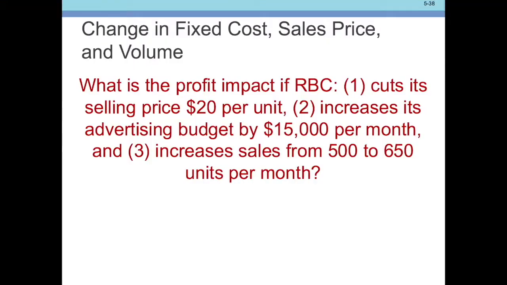We like the raw materials. We do not like the advertising so far. But we don't have to stop there. We can start running scenarios of all kinds of different things once we have a cost volume profit relationship established. For example, what is the profit if RBC, the Racing Bicycle Company, cuts its selling price $20 per unit, increases its advertising budget by $15,000 a month, and increases its sales from 500 to 650 per month? So now we have a compound question. Not quite as easy to do in your head. Don't even try. Just simply put the numbers into the spreadsheet and figure out what the answer is.